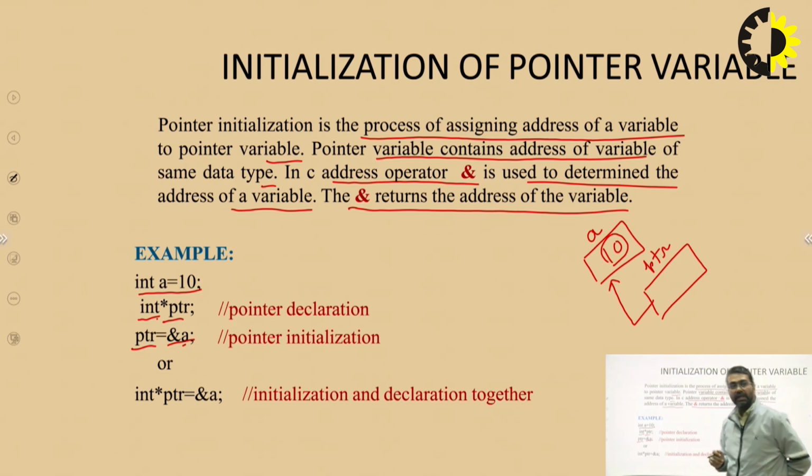If we want to declare and initialize at the same time, we can use this syntax: integer, then asterisk, then the pointer variable name, then the address of a variable. So we can do initialization as well as declaration together.